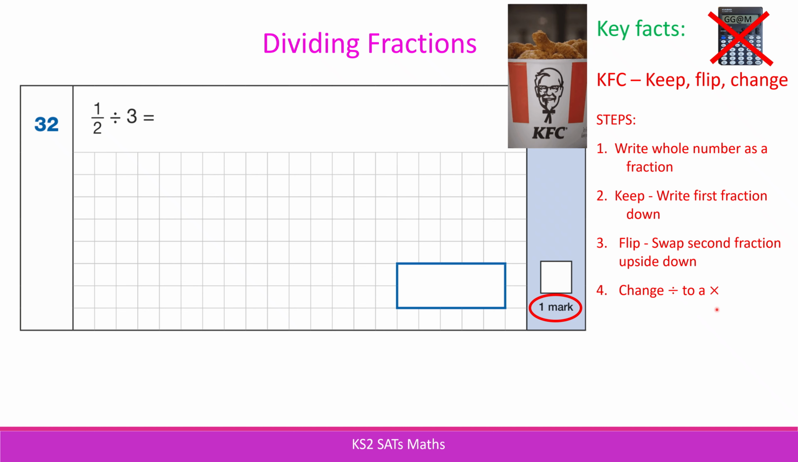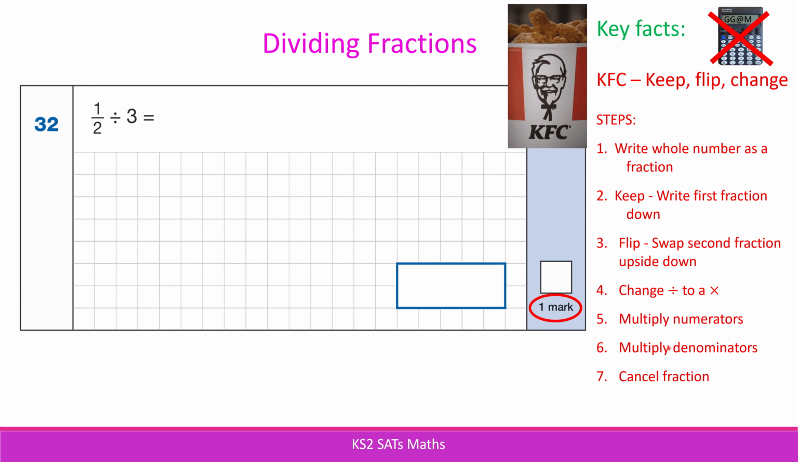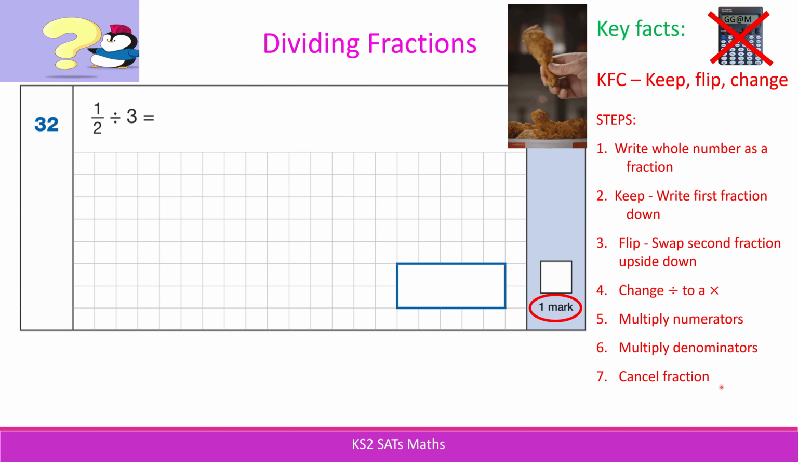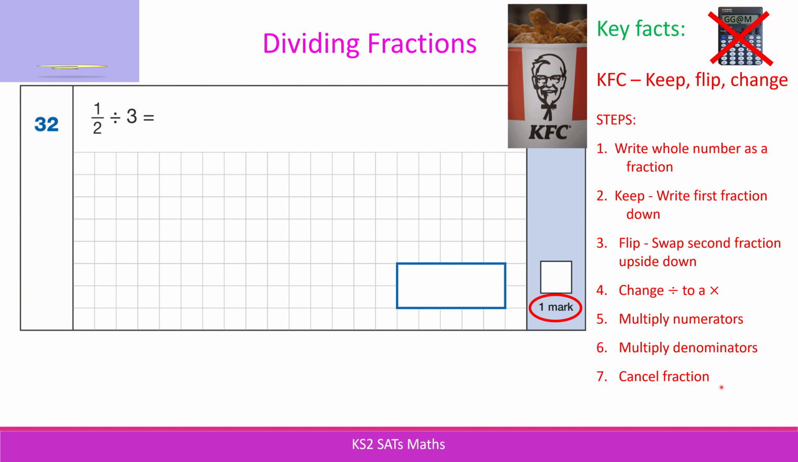So we change the divide to a times. Then you need to multiply your numerators. Now the numerator is the number at the top of the fraction. And then we're multiplying the denominators, and the denominator is the number at the bottom of the fraction. Then you'll need to cancel down your answer. So multiply the top numbers and that goes at the top, multiply the bottom numbers, that goes underneath, cancel your fraction. Press pause, get yourself pen and paper, work out the answer and then press play when you're ready to hear the answer.